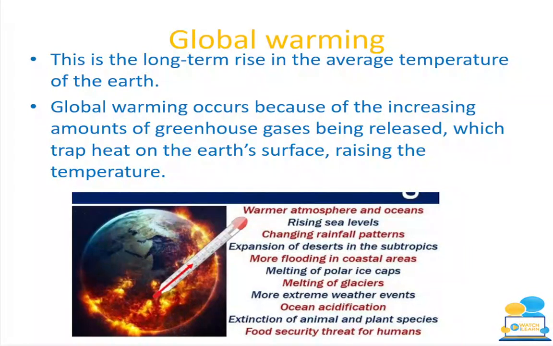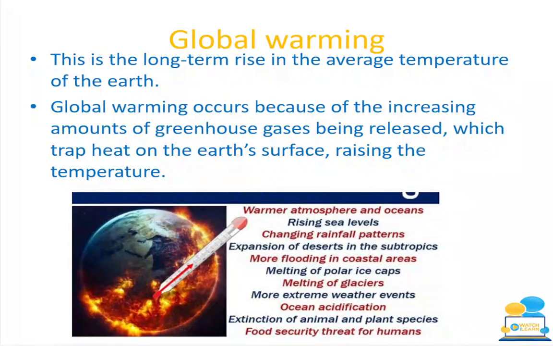Melting of your glaciers, more extreme weather events, so the way we're having tornadoes, more of them in America, that's not normal. Ocean acidification, so the Great Barrier Reef, and what's happening is the reef is made out of calcium carbonate, and when the ocean is becoming more acidic, it's basically breaking down the reef, and it takes hundreds of years for the reef to actually recover.